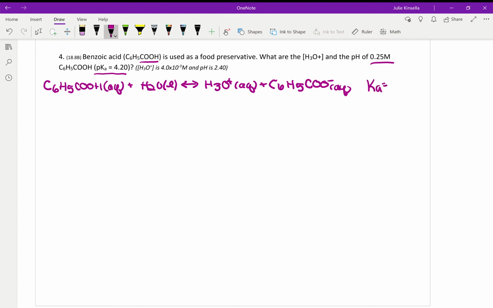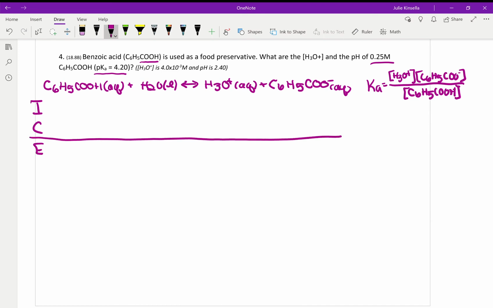Okay, we can also go ahead and write our Ka expression. So Ka is going to be our products, which is our hydronium ion concentration times the conjugate base of our weak acid, over our weak acid. Okay, so let's go ahead and set up our ICE table just like in our last one and start filling in our information that we know.